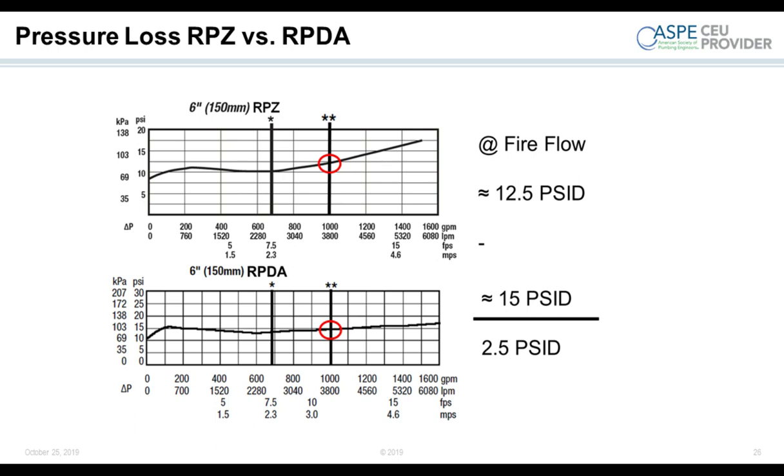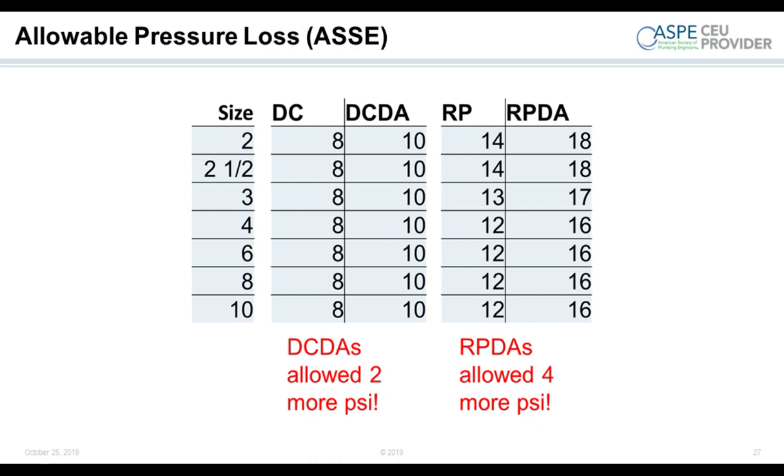So this is also reflected in the allowable pressure drop by code. Here's our ASSE table of allowable pressure drop at rated flow. You're getting a full 2 PSI more allowed in a DCDA versus a DCA versus just a double check, and 4 PSI more in an RPDA versus an RP. So this is a big difference, especially in fire applications, which is what these are being used in.